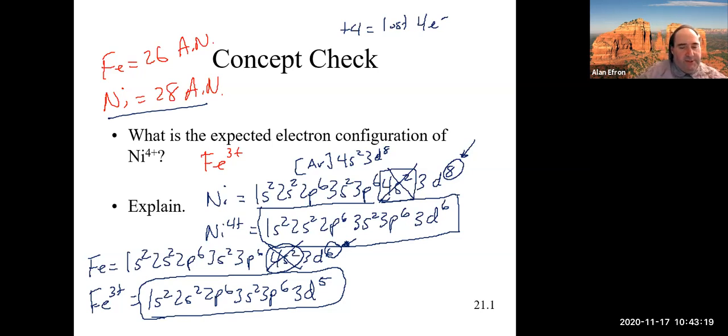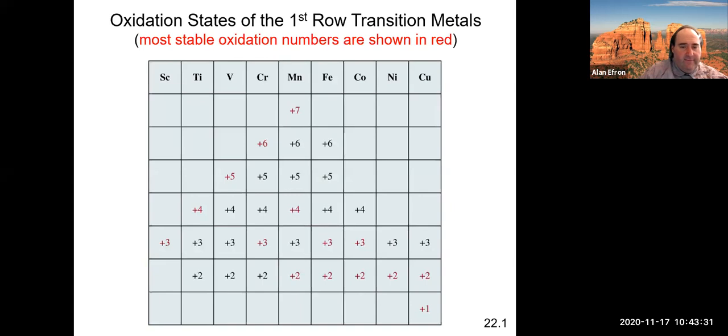Hopefully, that should have been some review of some of that Chem 50 stuff. So let's talk about some trends that we see with transition metals. Again, some of this hopefully should be review for you. First off, oxidation states, and we saw a little bit of that in the previous chapter and also in the lab we're doing.